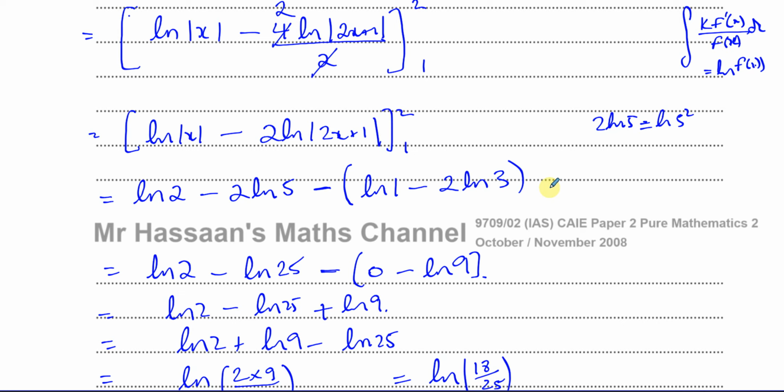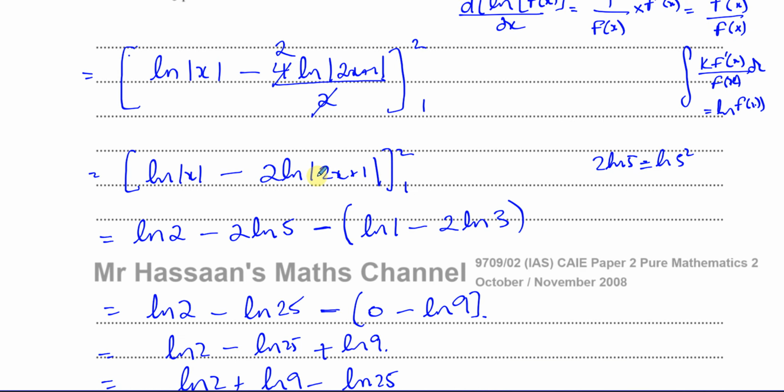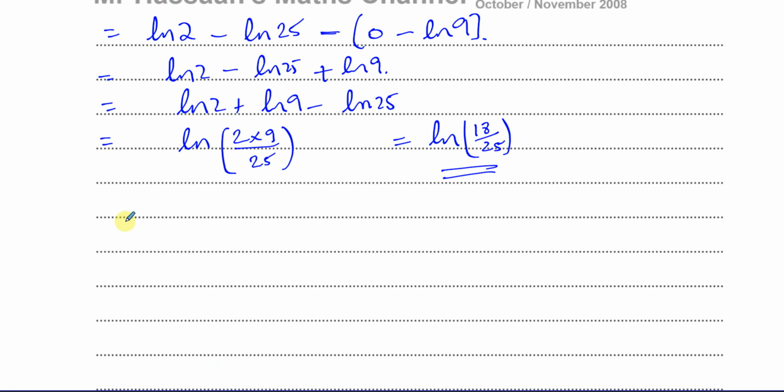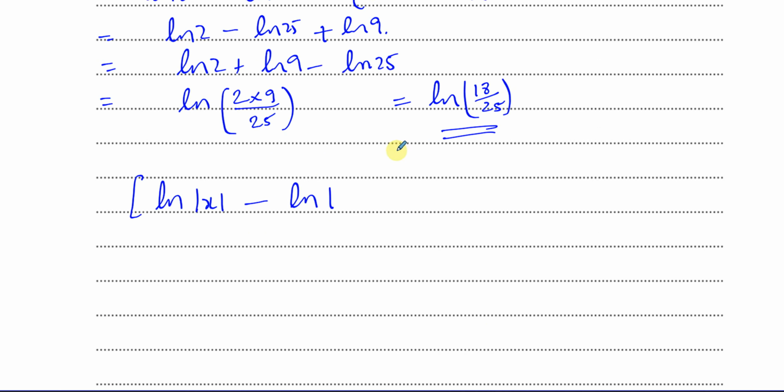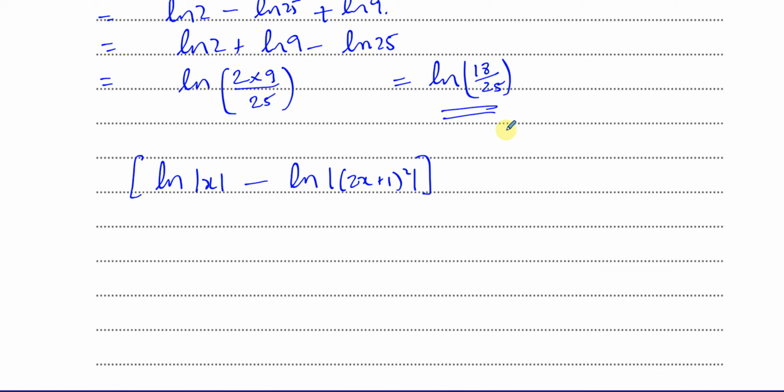Now what you could have done if you wanted to is you could have combined these as one. So I'll show you how to do it that way as well, in case you prefer that way. So some people would prefer to do it this way. You have ln of x minus, and I'll write this as a ln of 2x plus 1 squared, and you have your limits as 2 and 1. Okay, and then they would have combined this. You could have combined these into one statement. So the ln of the modulus of x over 2x plus 1 squared.